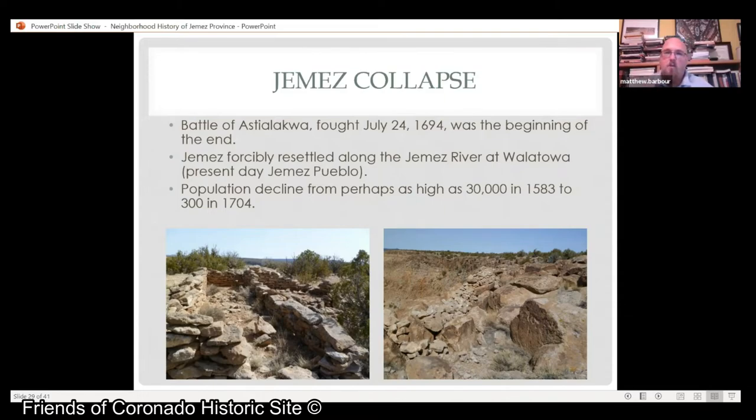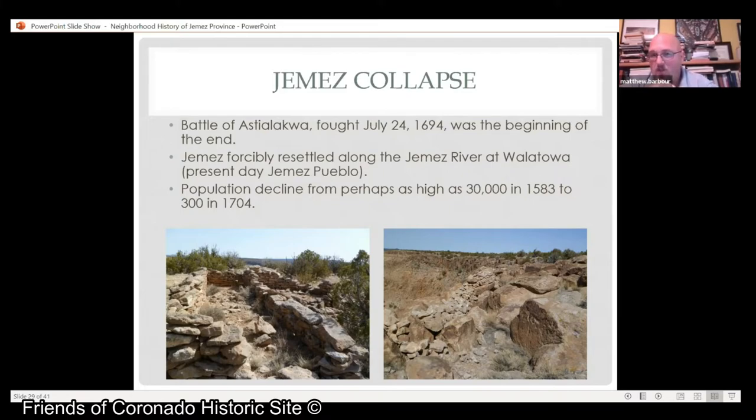And that isn't the end of the story, but eventually, after the failed revolt in 1696 and a large punitive campaign, the Jemez are forced to resettle along the Jemez River at Walatoa. They're actually removed from most of Jemez province and moved further south into the lower Jemez Valley. And if we look at this in terms of historic accounts, so what the Spanish gave for numbers of Jemez people: in 1583, Espejo said there were 30,000 Jemez people living in Jemez province. In 1704, the Spanish authorities reported there were only 300.